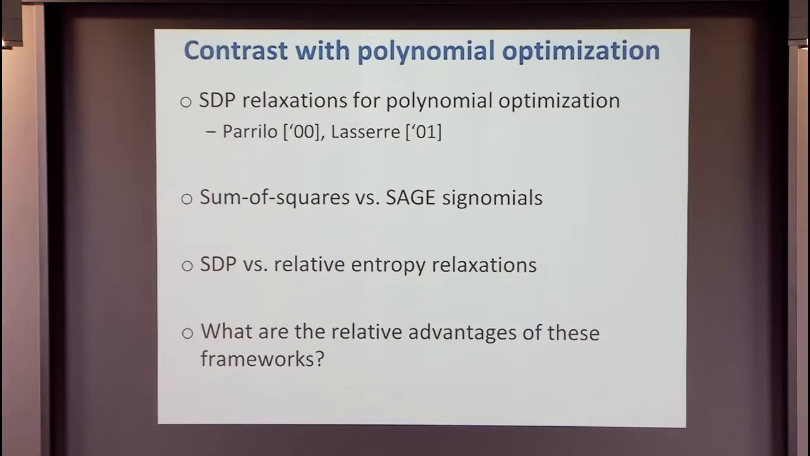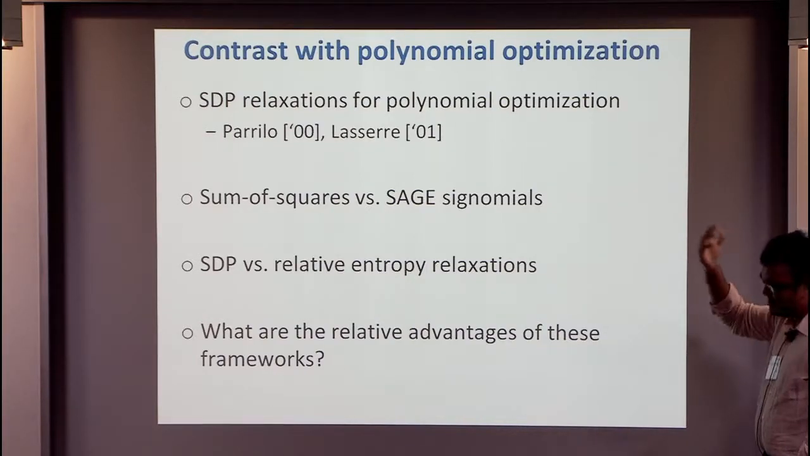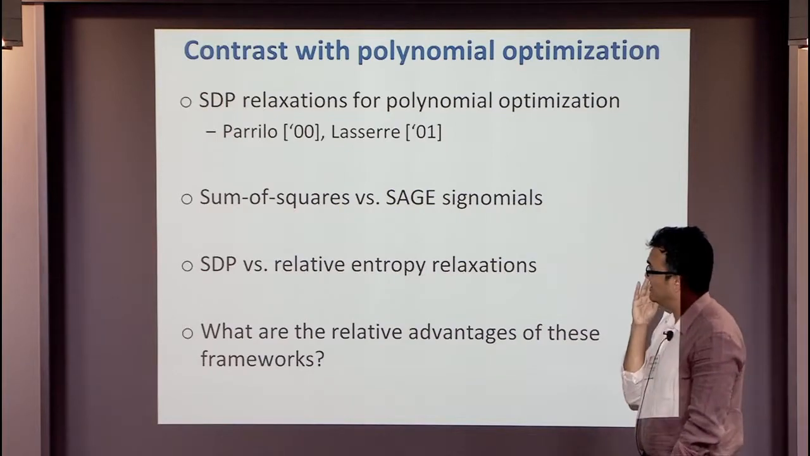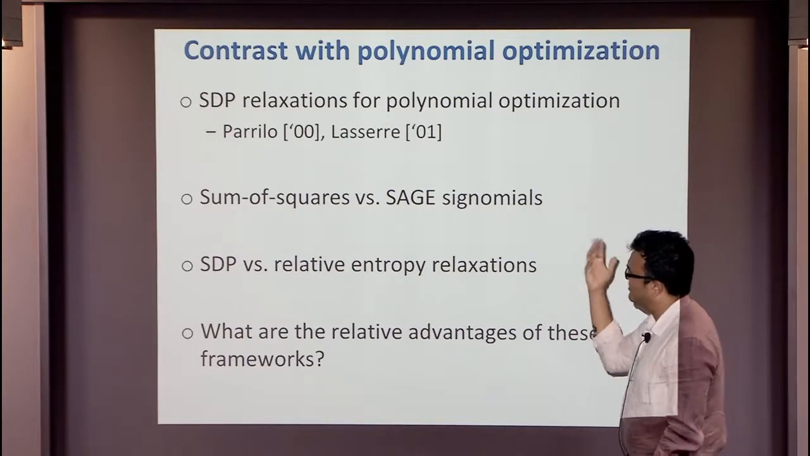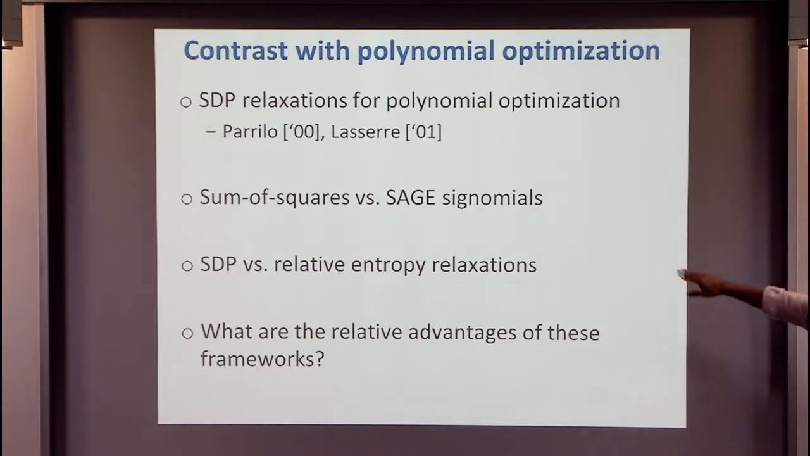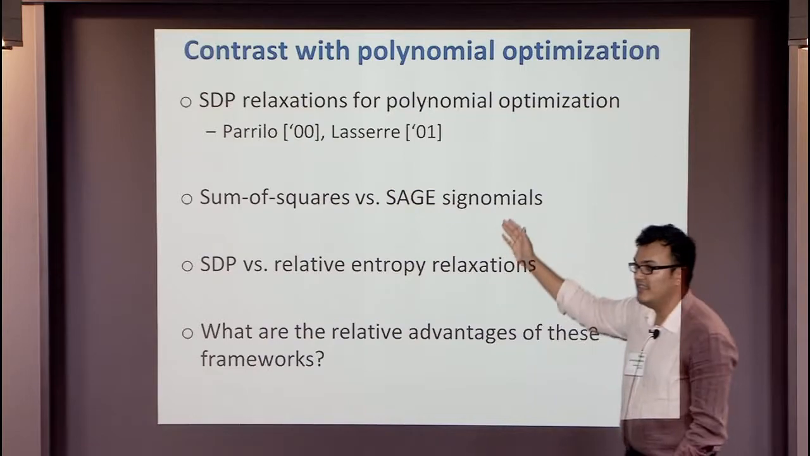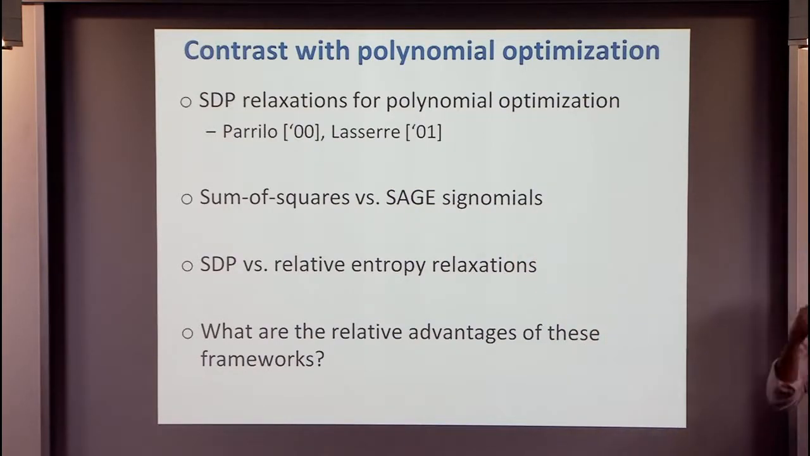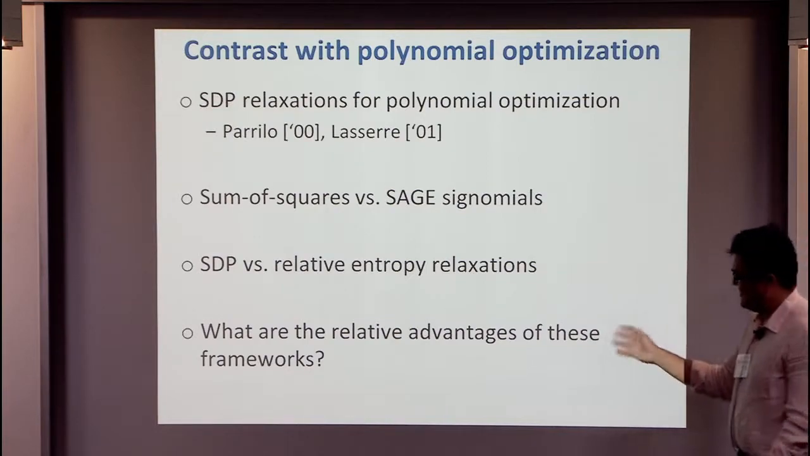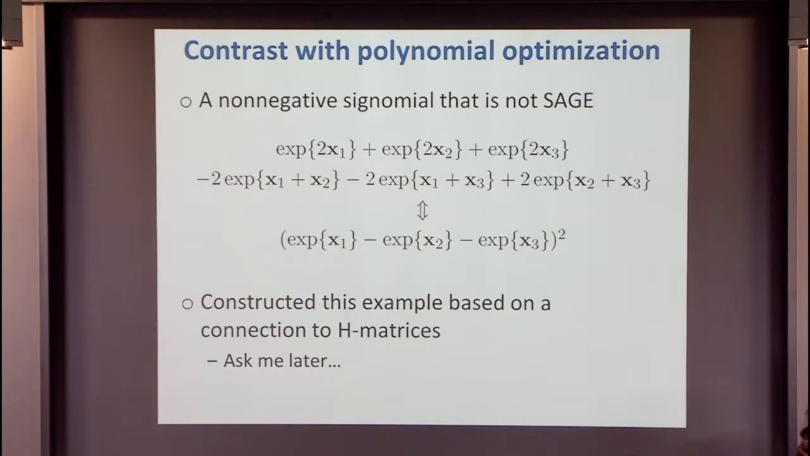Okay. So let's do some contrast with polynomial optimization, a topic that's received a lot more attention. We have SDP relaxations for polynomial optimization problems based on sum of squares decompositions. There is a natural correspondence. In that world, you use sums of squares decompositions to certify non-negativity. Here we talk about SAGE signomials. There, sum of squares decompositions lead naturally to SDPs. Here, these lead naturally to relative entropy relaxations. So what are the comparative advantages of these frameworks? When is one maybe better than the other, and so forth? So here is an example of a signomial that is not SAGE.